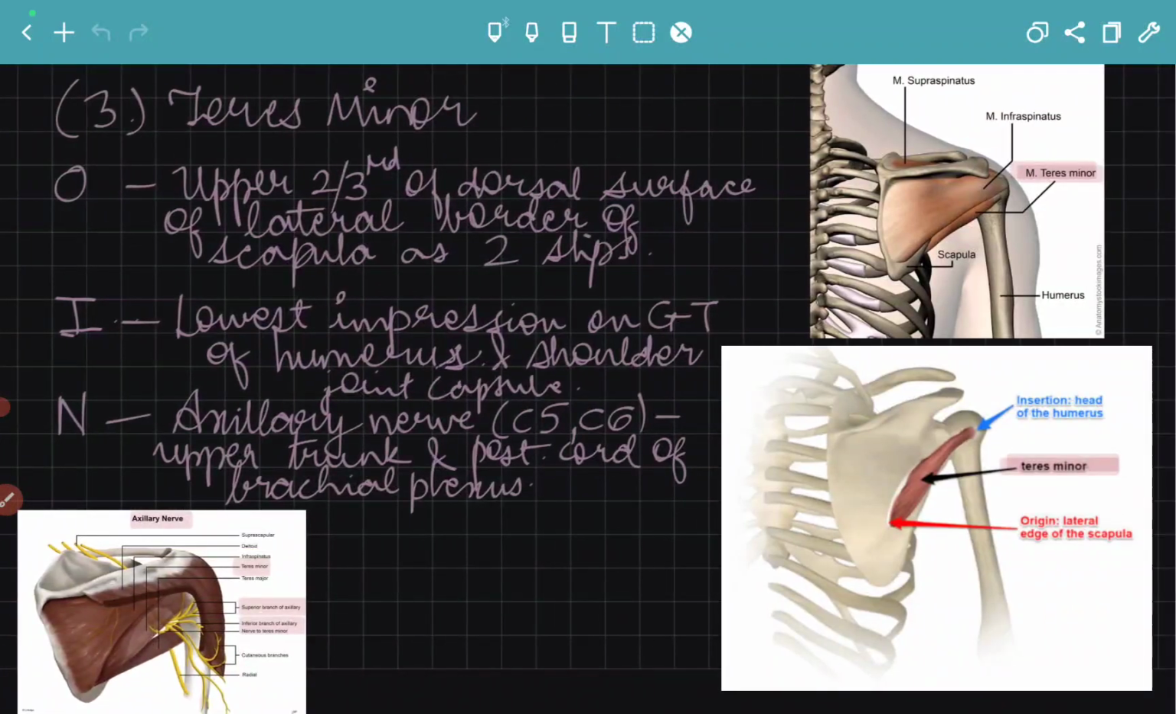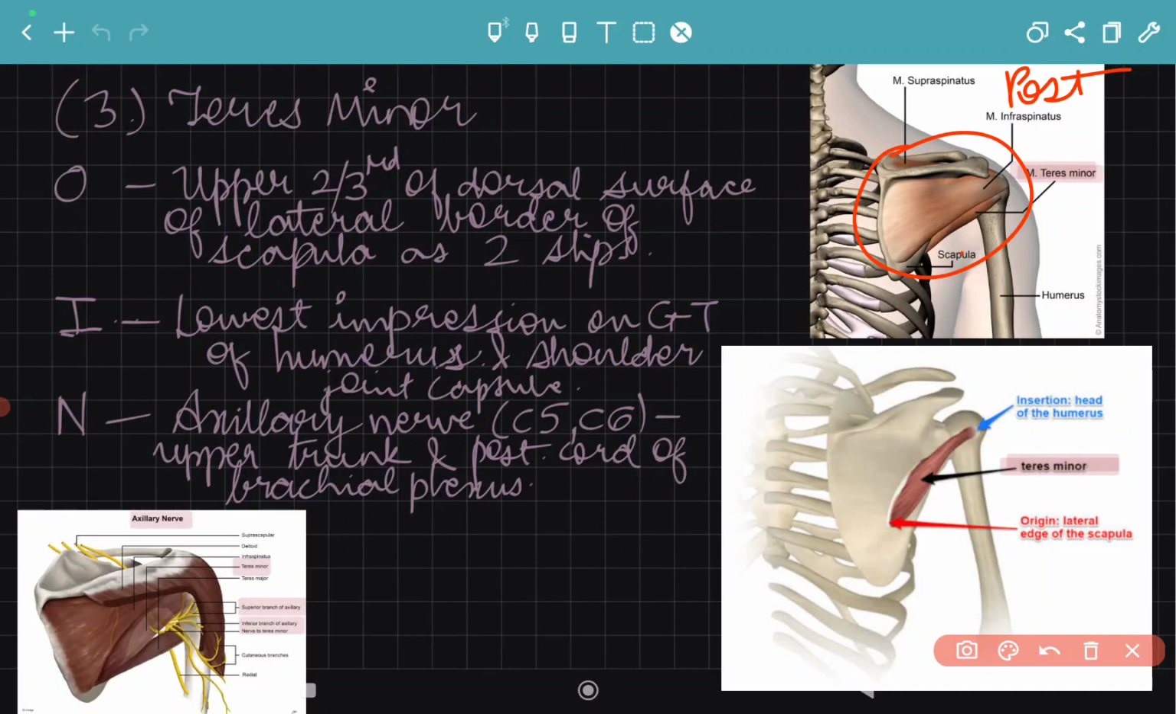Next muscle is teres minor. The action of both infraspinatus and teres minor will be discussed together because they have similar action to perform. So now let's focus on teres minor. So this is going to originate from upper 2/3 of dorsal surface, can be appreciated over here in this diagram, teres minor.